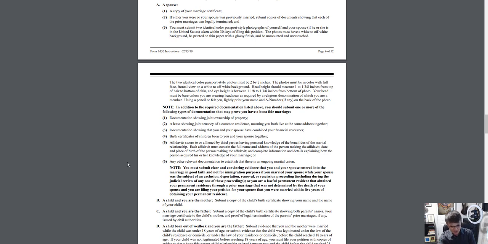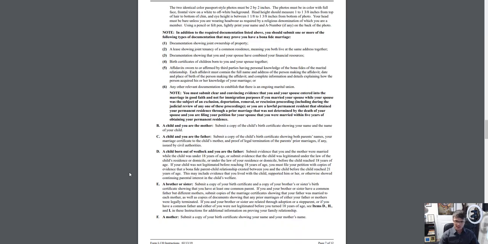So these documents right here, they are proof to show that it's a legitimate marriage, because whenever you're legitimately married, you have this joint property, you have this common residence, same address, right? You have combined financial resources, maybe you have children together and stuff like that. Okay, a child and you are the mother. Submit a copy of the child's birth certificate showing your name and the name of your child. That's in case if you're filing for children.